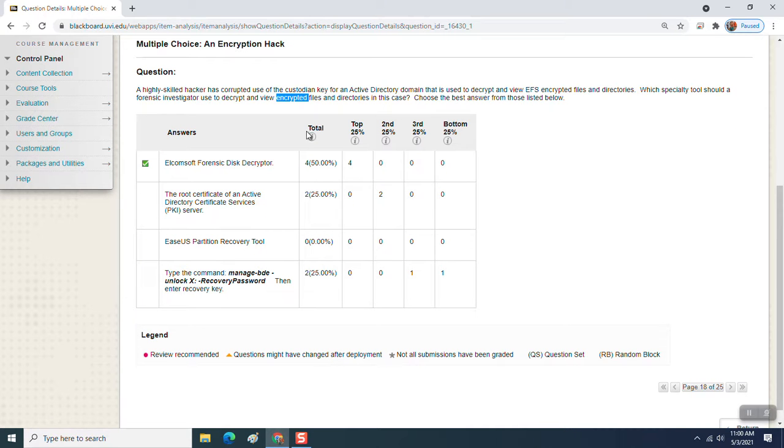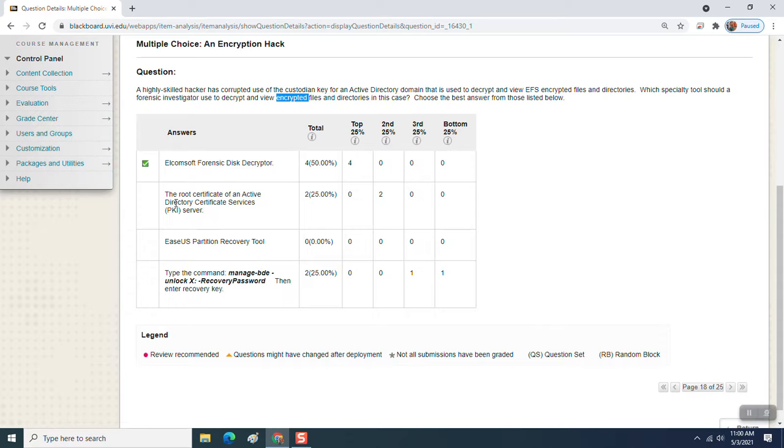Well, if it turns out that you're dealing with Active Directory, LCOMSoft Forensic Disk Decryptor is basically a tool that is designed to deal with scenarios like that. This is plainly stated in your addendum. So if you search for the details of this question in your addendum, it basically calls out this product specifically.